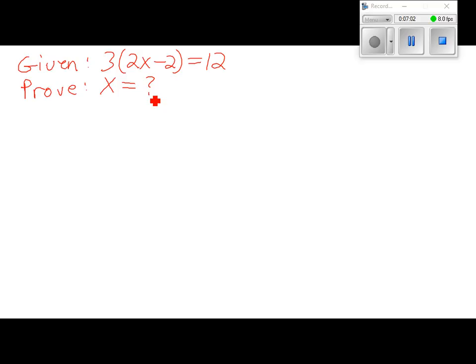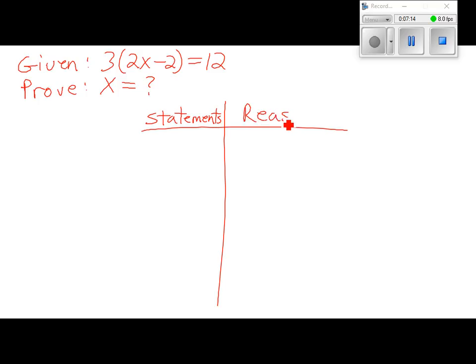So if we're going to do this two-column proof, these are our statements, and I call them statements, and I didn't realize it, but this book doesn't call them statements. Anybody see what this book calls them? Equations. So if you see equations up here, that means the same thing as statements. So don't let that confuse you, because I'm going to say statements for the rest of my life, but it could say equations.